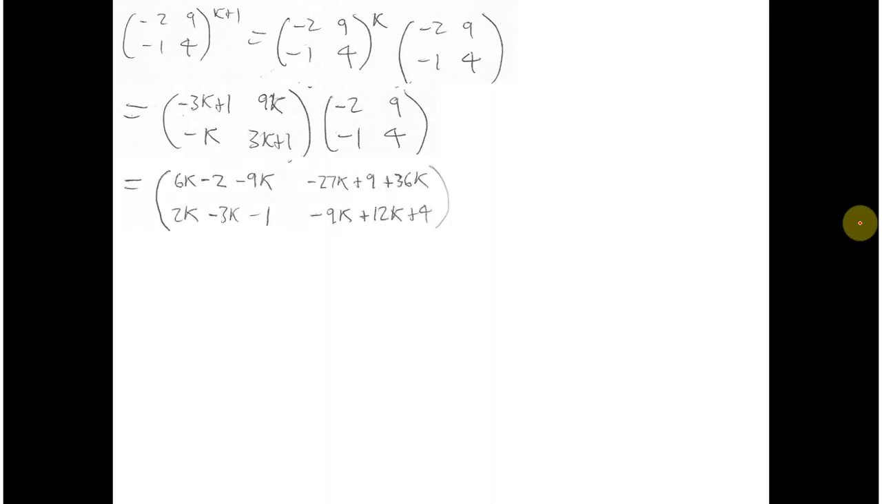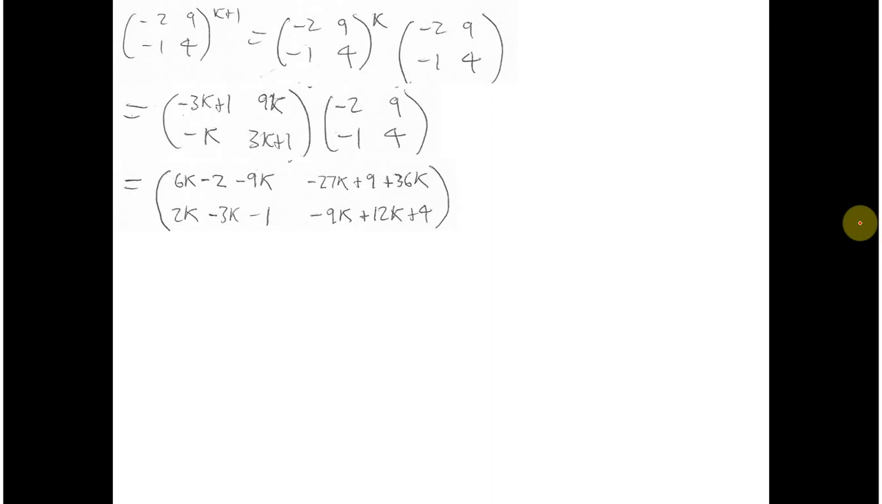So we get (-3k+1) times -2 gives 6k - 2, plus 9k times -1 gives -9k. We do (-3k+1) times 9 to get -27k + 9. We do 9k times 4 to get plus 36k. We do -k times -2 to get 2k. We do (3k+1) times -1 to get -3k - 1. And finally, we do -k times 9 to get -9k. And we get (3k+1) times 4 to get plus 12k + 4.